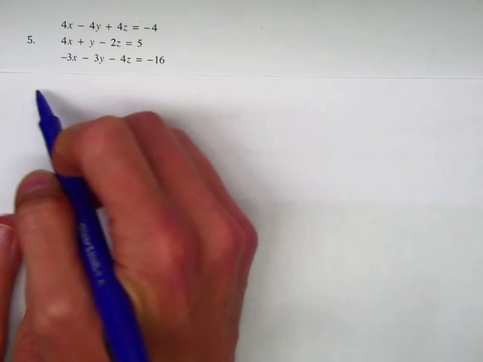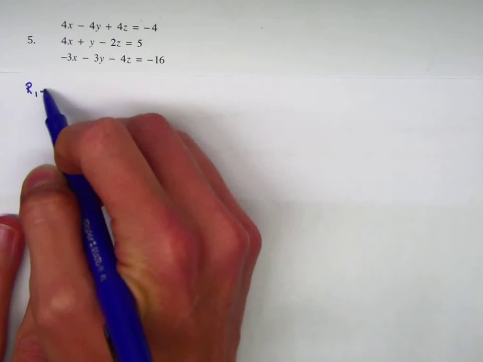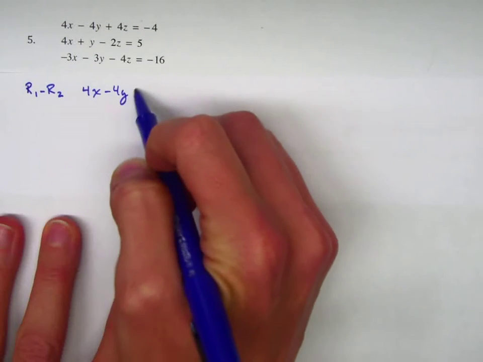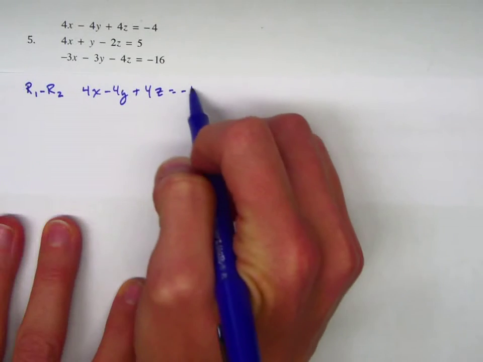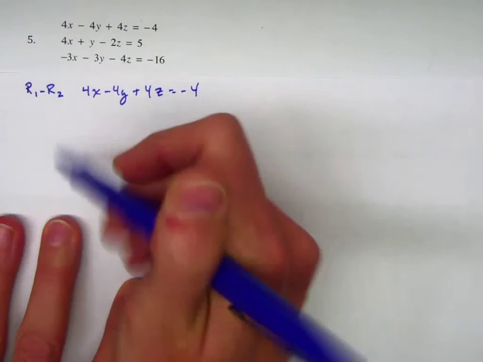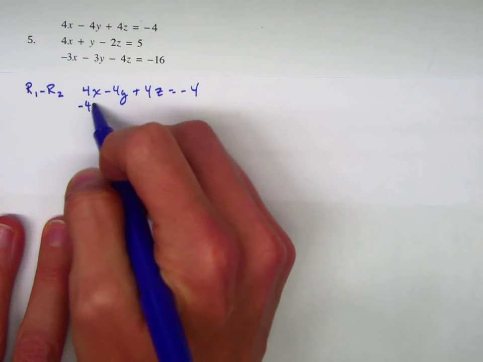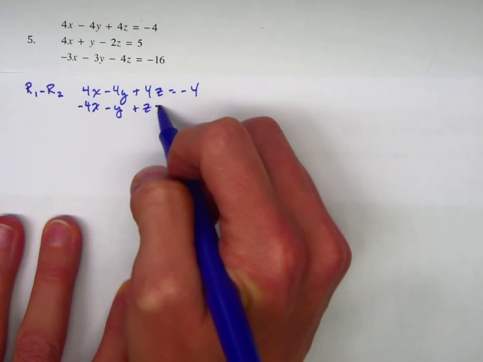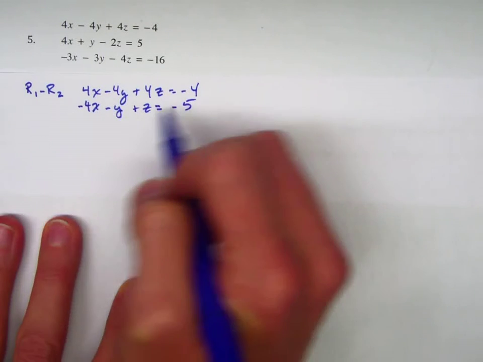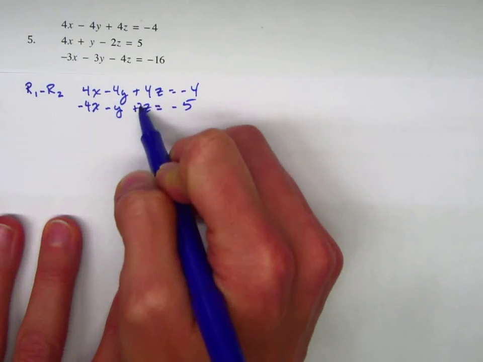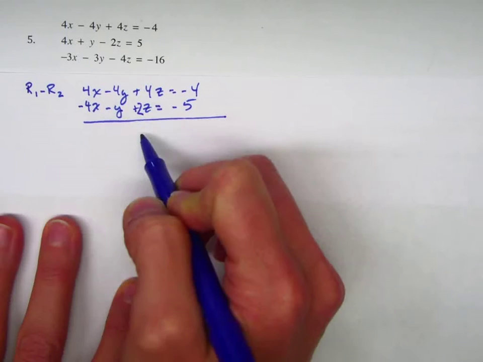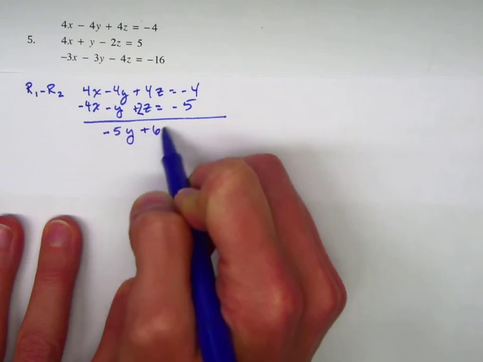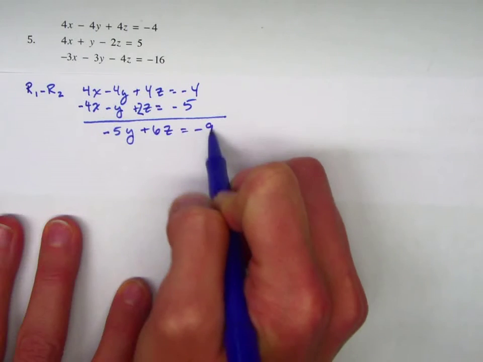So if I were going to do this, I would start by doing row 1 minus row 2. So row 1, there's no change. And since we're subtracting row 2, I'm going to change all the signs. So I get negative 4x minus y plus 2z equals negative 5. And then we can add those together, so we get negative 5y plus 6z equals negative 9.